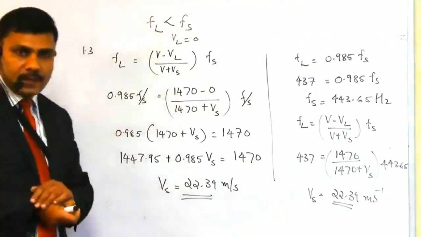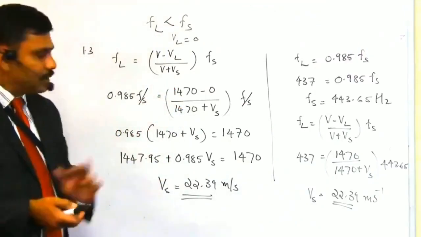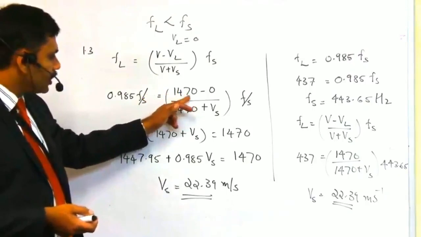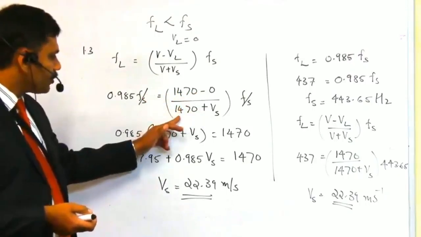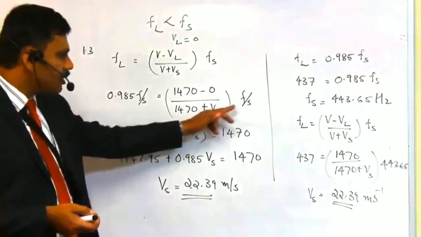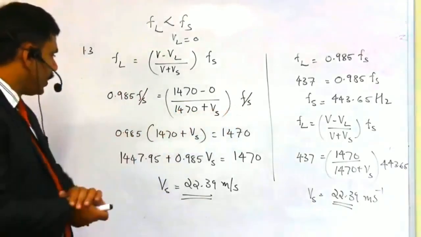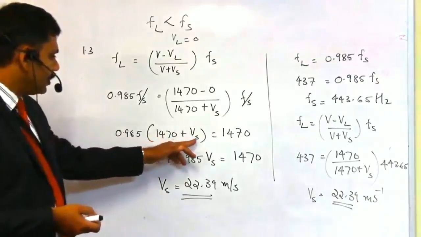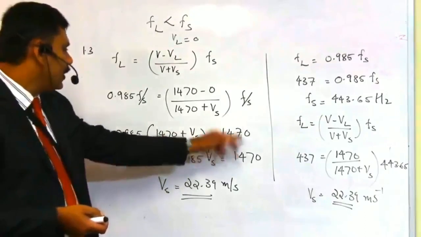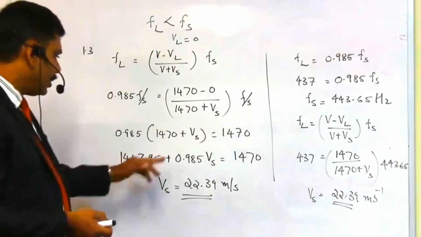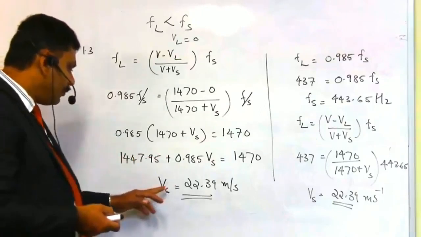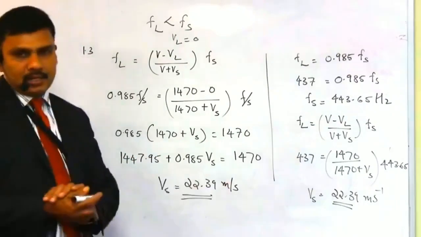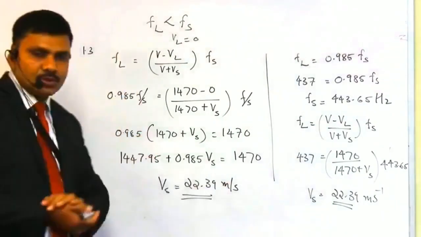The speed of sound in water is not 340, because 340 is the speed of sound in air. The speed of sound in water is 1470. So 0.985 Fs = (1470 − 0)/(1470 + Vs) × Fs. When you cross multiply, 0.985 × (1470 + Vs) = 1470. By the mathematical calculation you get Vs, the speed of the ship, equal to 22.39 meters per second. This is one method to solve this problem.